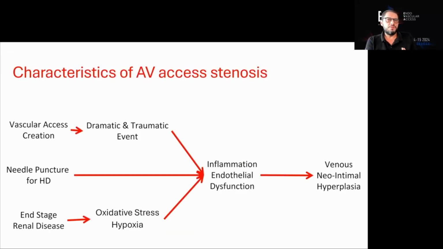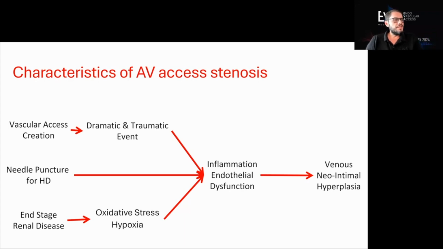What is responsible for stenosis and what is the histopathology? So there are three main factors leading to vascular access stenosis. The first one is the vascular access creation itself, which is a dramatic and traumatic event with fibrosis, incisions, sutures, etc. Then the vascular access is cannulated during dialysis with 2 needles 3 times a week in most of the cases for 4 hours.